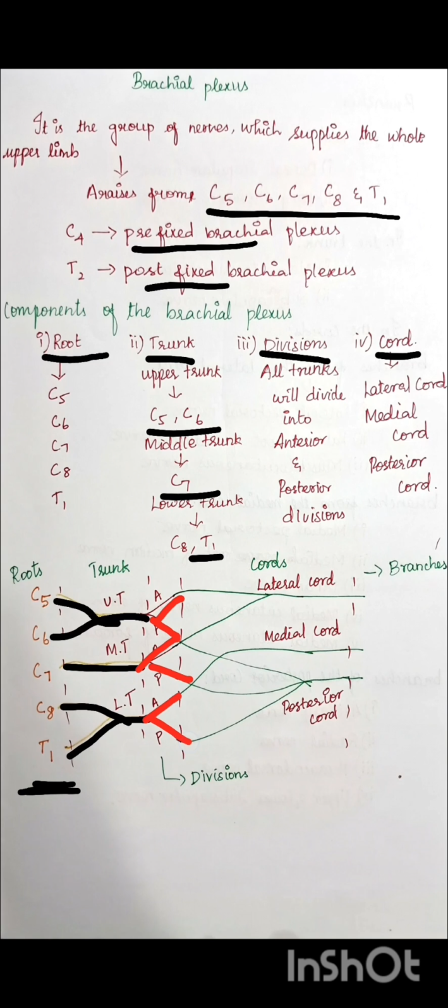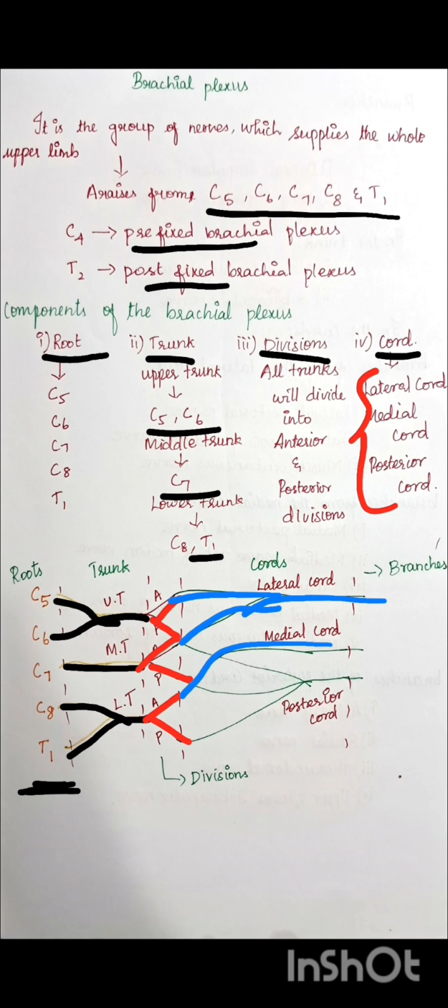Coming to the cords, in the brachial plexus we have three cords: lateral cord, medial cord and posterior cord. The lateral cord is formed from the anterior division of the upper trunk and the anterior division of the middle trunk. These two form the lateral cord. The medial cord is formed by the anterior division of the lower trunk.